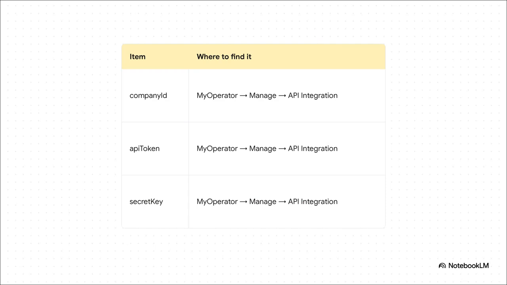And if you're wondering, hey, where do I find those API credentials? Don't worry, they're all in one easy-to-find spot. Just log into your MyOperator dashboard, navigate over to the Manage section, and then click on API Integration. You can copy the company ID, the API token, and the secret key right from that screen.